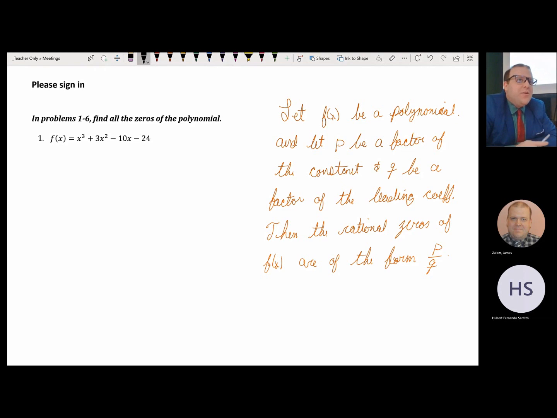Look at our polynomial function. What is the constant term? We'll just look at positive 24. And the leading coefficient is 1. Factors of 1, well, that's simple. Just 1. That's nice. Factors of 24: 2, 3, 4, 6, 12. Oh, 3 and 8.